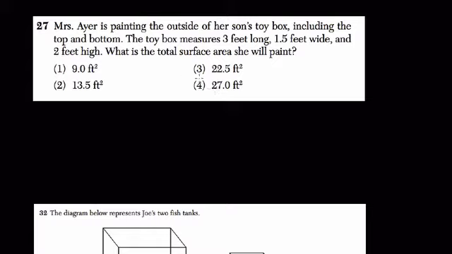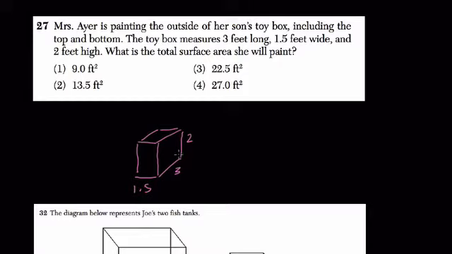Okay, in this problem right here, we are painting this toy box, and we're told that it's 3 feet long by 1.5 feet wide, by 2 feet high. So maybe a rough sketch would be like this. And we're just going to label our sides. This is 2 right here.